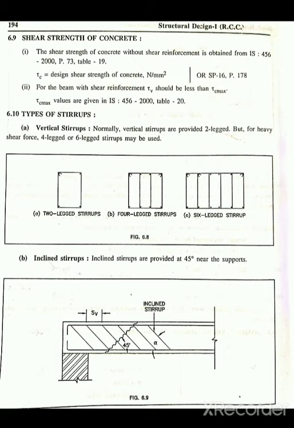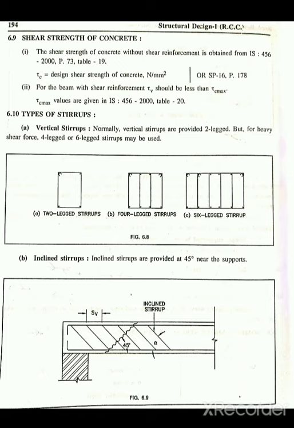Now next is shear strength of concrete. The shear strength of concrete without shear reinforcement is obtained from IS 456 2000 page 73 table 19. So tau C is equal to design shear strength of concrete, Newton per mm square. For a beam with shear reinforcement, tau V should be less than tau C maximum. So tau C maximum values are given in IS 456 2000 table 20.